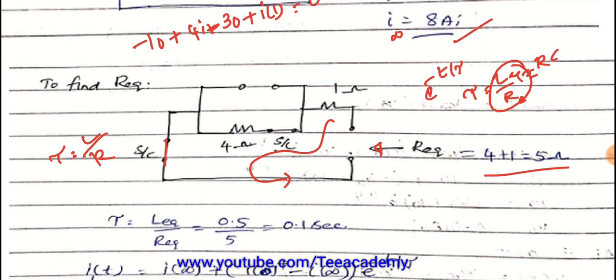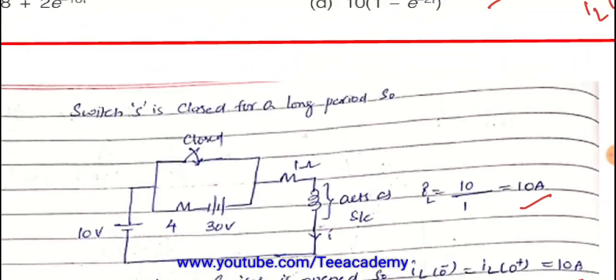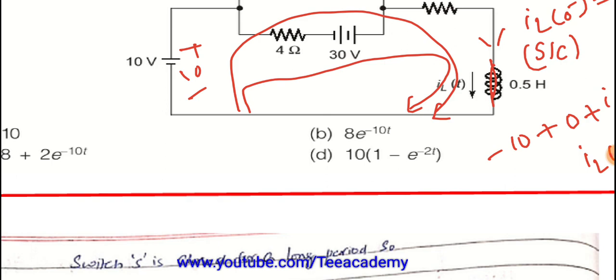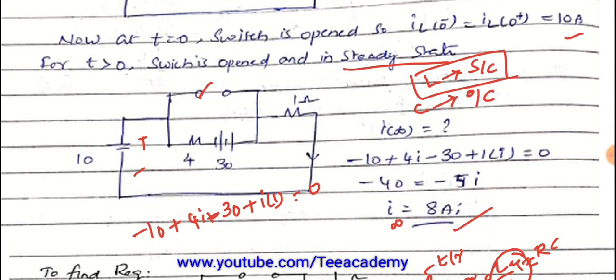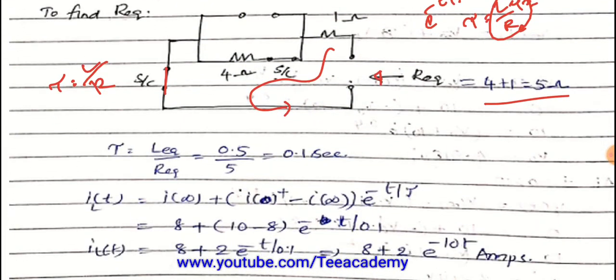Now tau is equal to L equivalent by R equivalent, that is nothing but 0.5 divided by 5. The value 0.5 is already given in the problem, so we take the same value here, and tau is equal to 0.1 seconds.